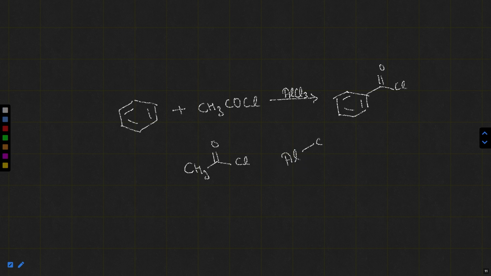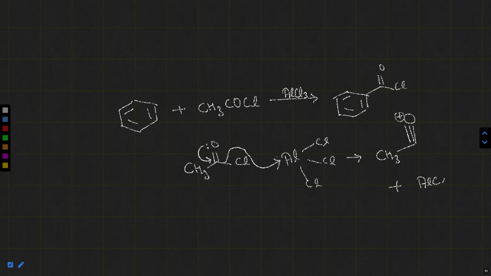So you have your AlCl3. Now this is a Lewis acid. It accepts your electron. So what happens? This bond pair moves here, and this electron pair along with chlorine attacks on this AlCl4. So what would it result in? So it would result in CH3-C triple bond O, and AlCl4 minus.